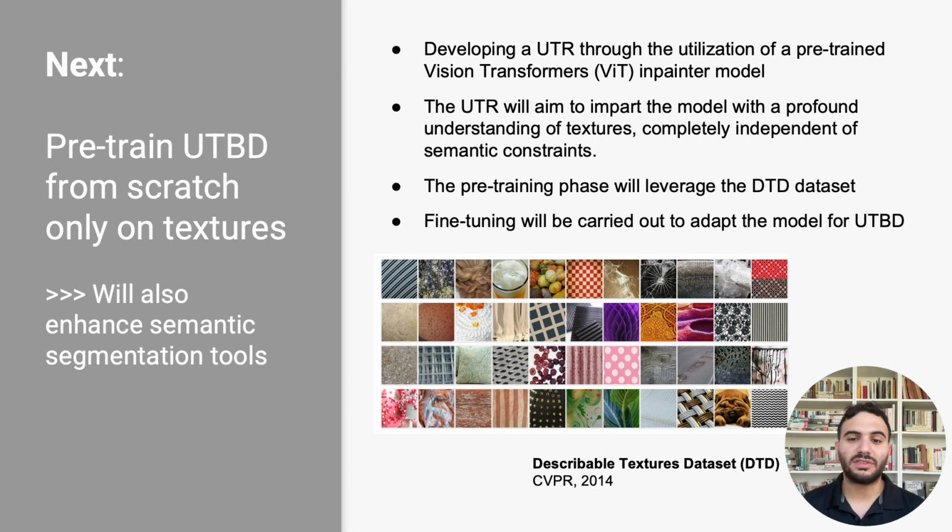So our proposed approach will center on developing a UTR through the utilization of a pre-trained vision transformer, the Painter model. The UTR will aim to impart the model with a profound understanding of textures completely independent of semantic constraints. The pre-training phase will leverage the extensive DTD texture dataset. Afterwards, fine-tuning will be carried out to adapt the model for UTBD. This will involve the reconfiguration of the model to predict pixel-wise segmentation masks that sketch texture boundaries as opposed to inpainting missing regions. And that's it.